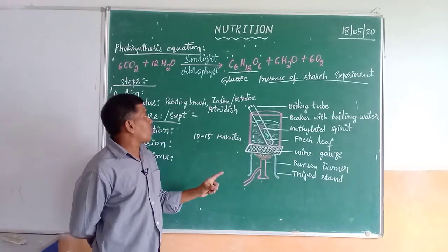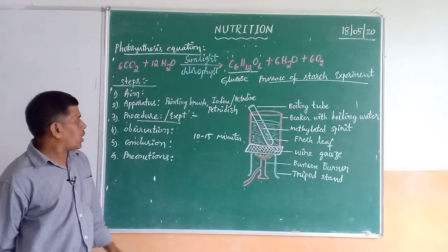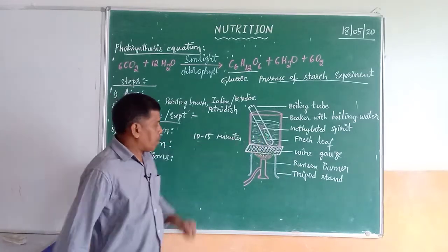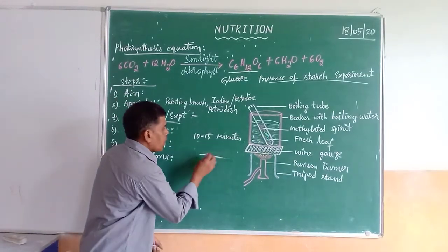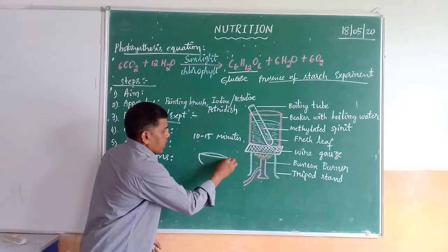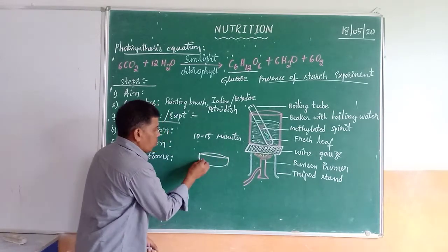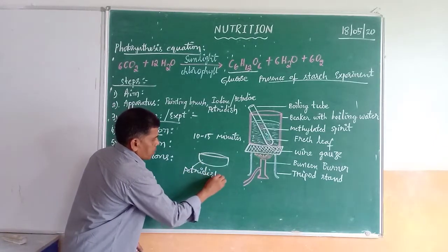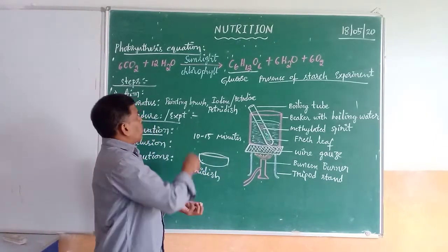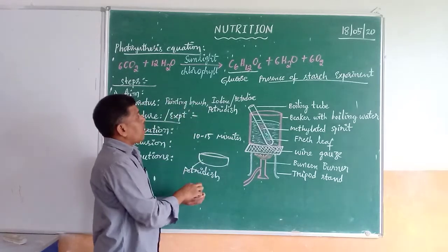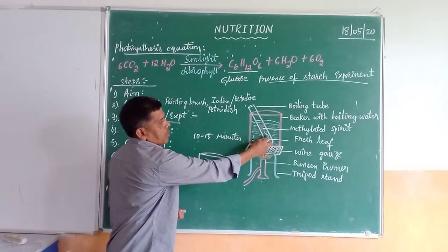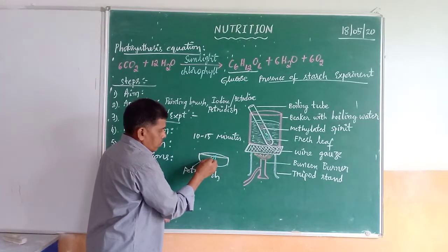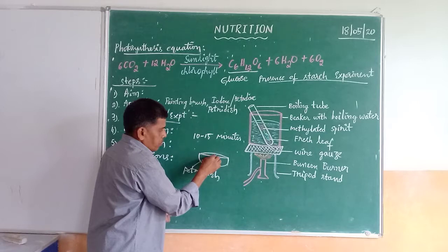So this is what we are going to write under the procedure. Then next, observation. After transferring the leaf into a petri dish, let us draw it here. A petri dish. What is this? A glass container. So this is what we call a petri dish. Now by using a painting brush, slowly transfer the leaf into this petri dish. Now here is the leaf we have taken.